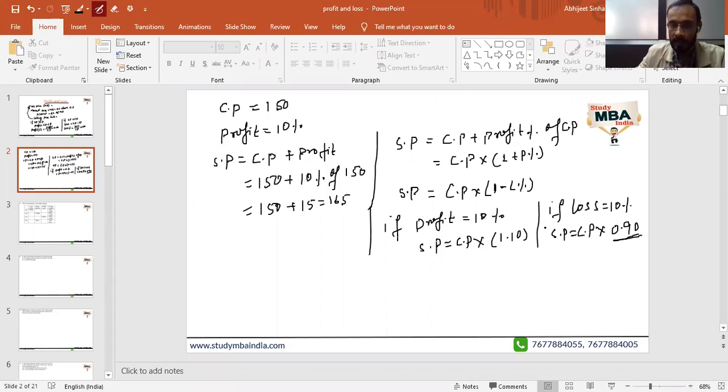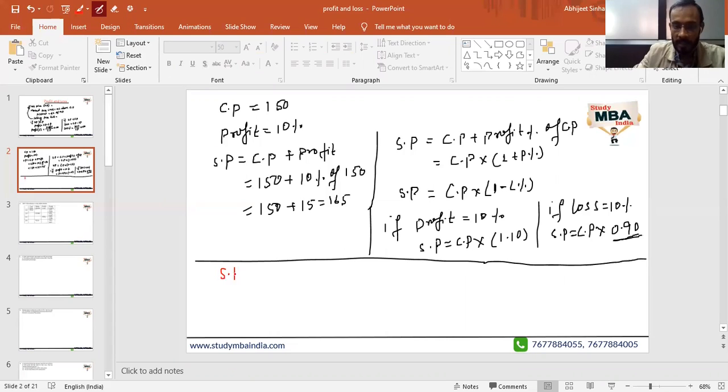Clear? Yes, sir. And for the reverse process, that means what? If the selling price is given, taking the value from the previous example, say the selling price is 165 and there is a profit of 10%, and we have to calculate the cost price, what will be the cost price?